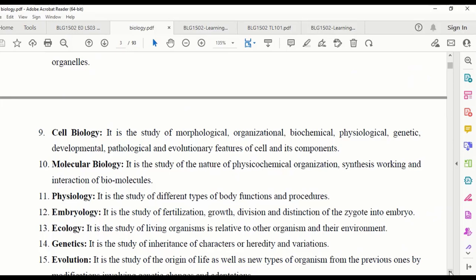Embryology. In biology, we're talking about the development of an organism at a very, very early age, with the study of fertilization, growth, division, and differentiation of that zygote into an embryo.